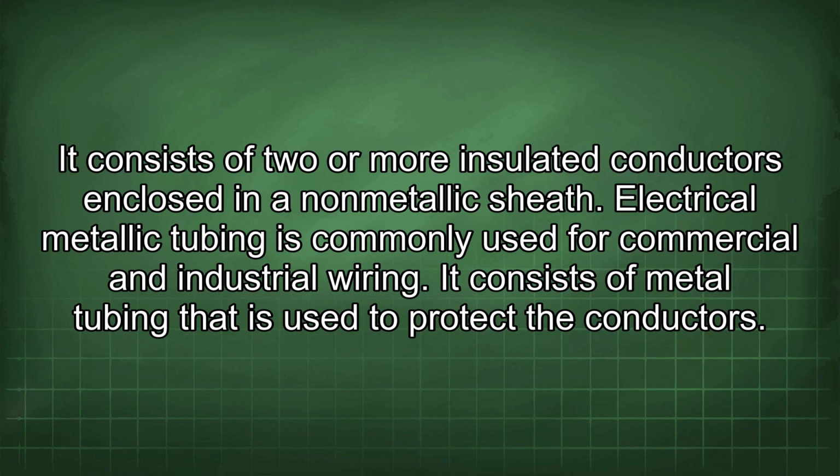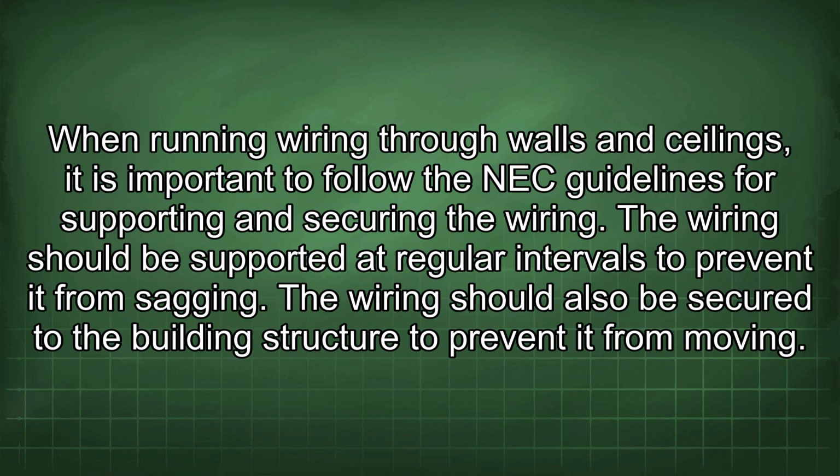Electrical metallic tubing is commonly used for commercial and industrial wiring. It consists of metal tubing that is used to protect the conductors. When running wiring through walls and ceilings, it is important to follow the NEC guidelines for supporting and securing the wiring. The wiring should be supported at regular intervals to prevent it from sagging. The wiring should also be secured to the building structure to prevent it from moving.